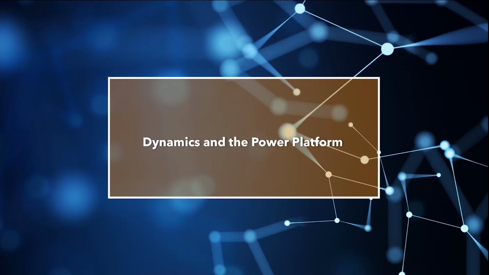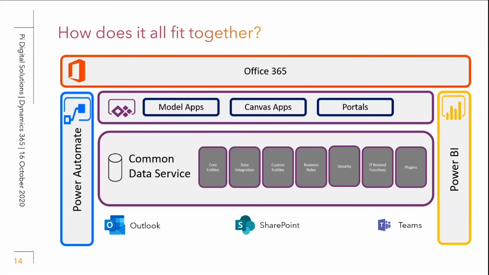So that leads us on, talk about artificial intelligence and bots. That leads us on to the Power Platform. So how it all fits together is like this. I think actually we've talked about this a little bit, but just to go a little bit more in detail about it. So we've got Office 365, as we know, all of those applications we saw before. Beneath that, we've got Power Apps. On the left, we've got Power Automate. To the right, we've got Power BI, and they're surrounding a common data service.